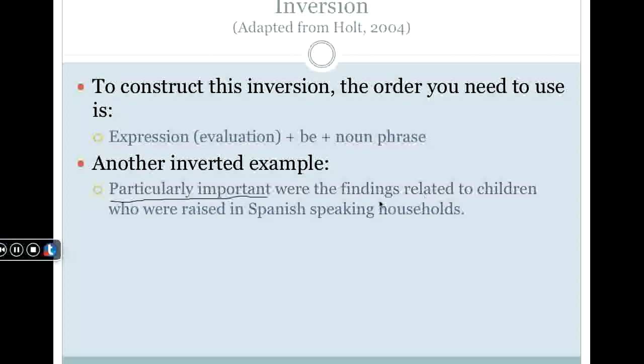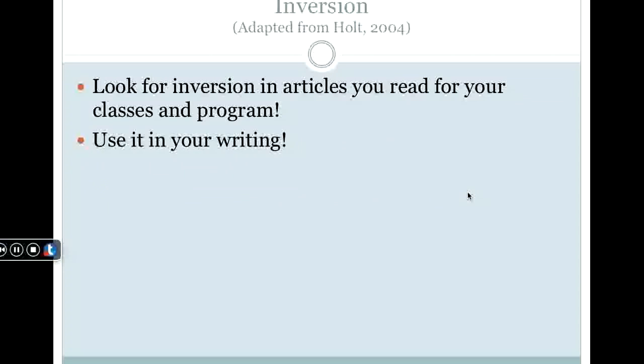So here we have, were the findings related to children who were raised in Spanish-speaking households. This whole phrase is the noun phrase. So from the findings to households. So it's a long noun phrase, but it still meets the requirements of inversion according to the construction at the top of the slide. So as you're going through your articles for this class, you will see sometimes inversion.